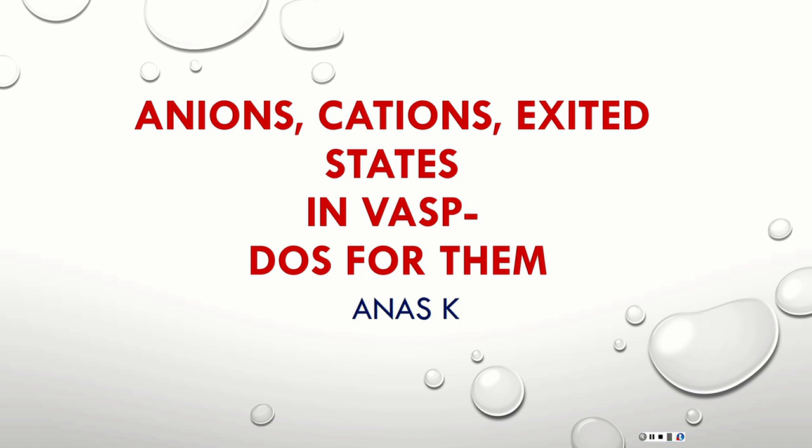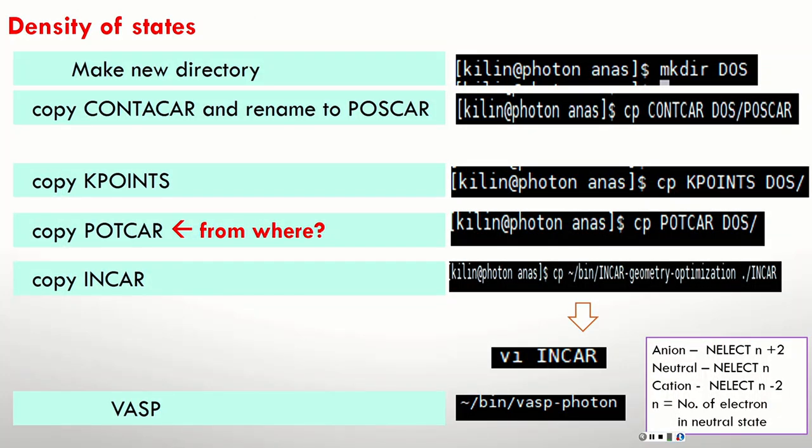Yeah, thank you. So the past speakers have given a bright picture about the input and output files of VASP and the density of states. So my talk will be confined to the anion, cation, and excited state analysis using VASP and its density of states. So the first rule: make a new directory if you are doing the VASP calculation for the cation, anion, and excited state, so that you will not mess up the data.